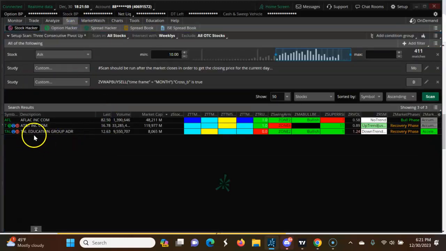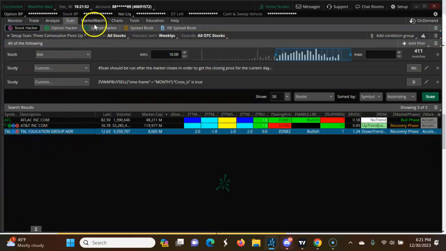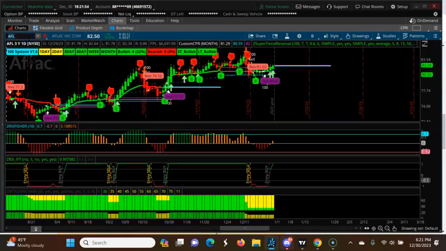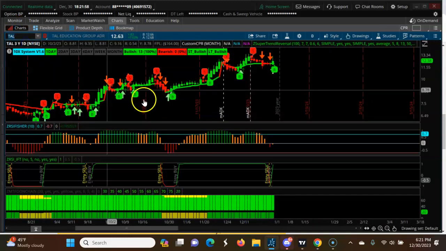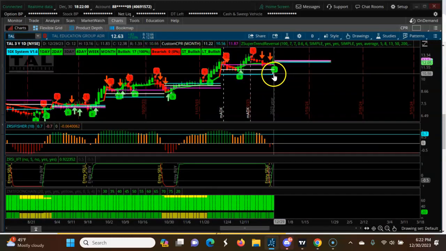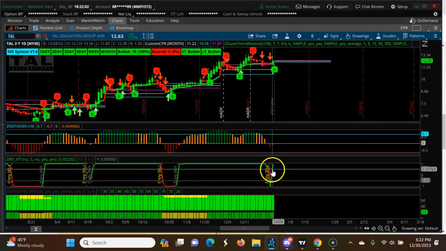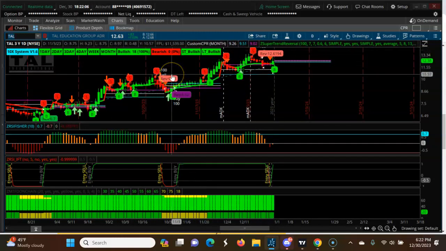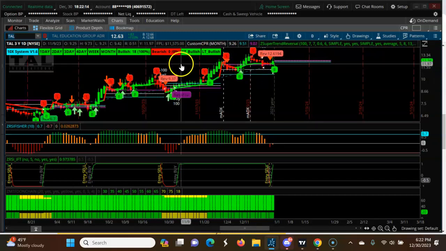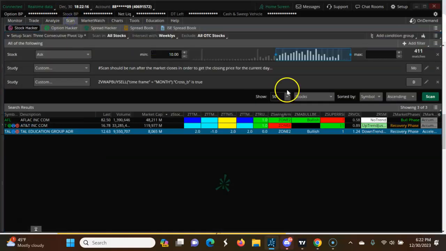Scan again. It's a TAL chart. TAL. You can see a buy signal here, buy signal here, buy signal here. So everything looks bullish. So TAL is a good one to go on a bullish side. Okay, so 3 stocks on a bullish side. Let's take this.